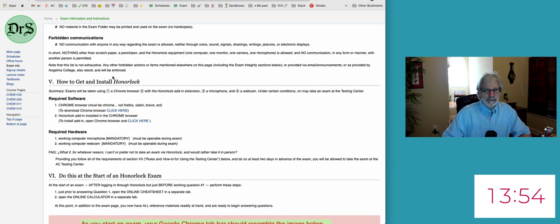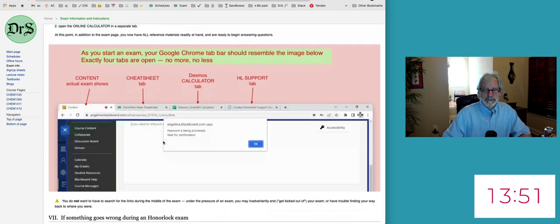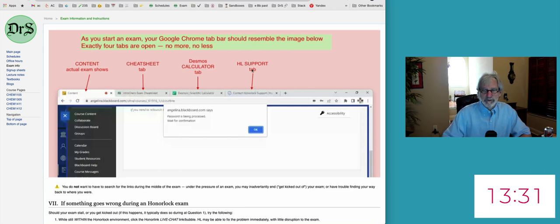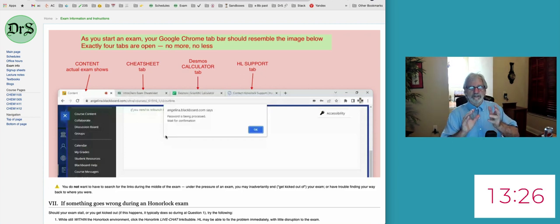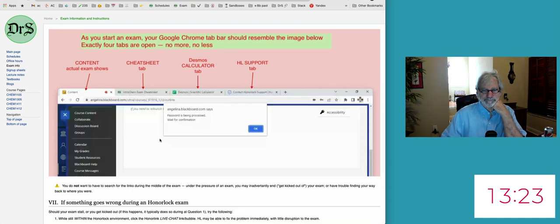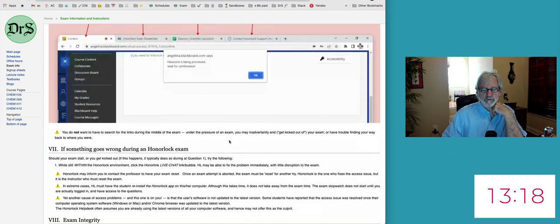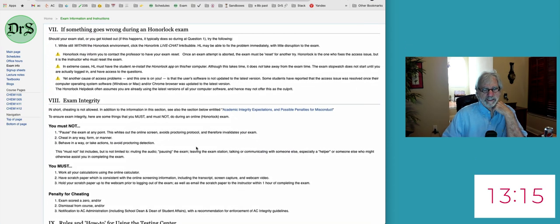There's all sorts of information about Honorlock, how to load it, how to use it. This is a little bit outdated, but here's what I would recommend you do when you take an exam. You open up your exam, and before you even start, open up a tab to your cheat sheet and a tab to your calculator. This one is available within, so I've removed this one. So open these three tabs when you start, so that under the pressure of the exam you don't get lost. These are the only three that Honorlock will let you open.